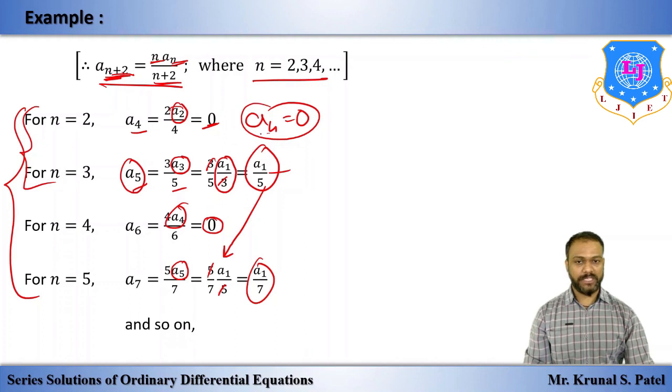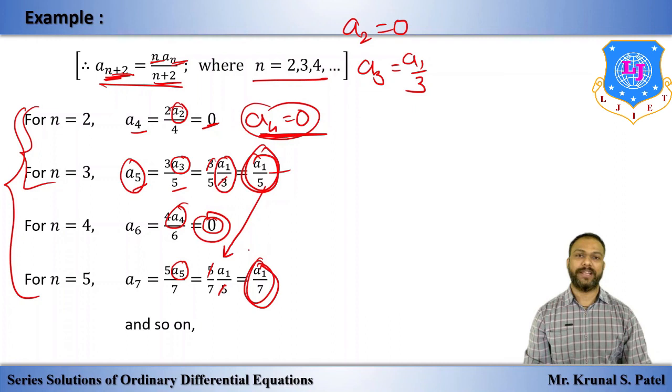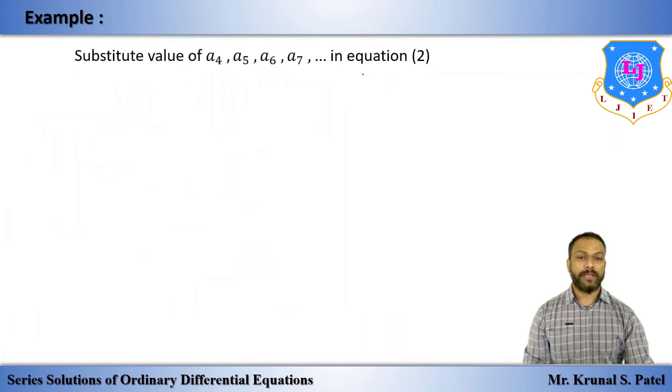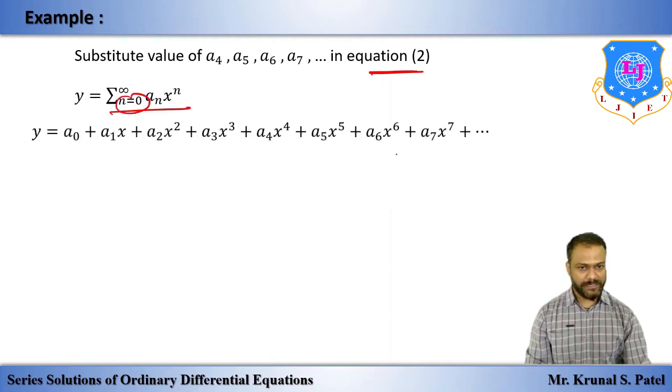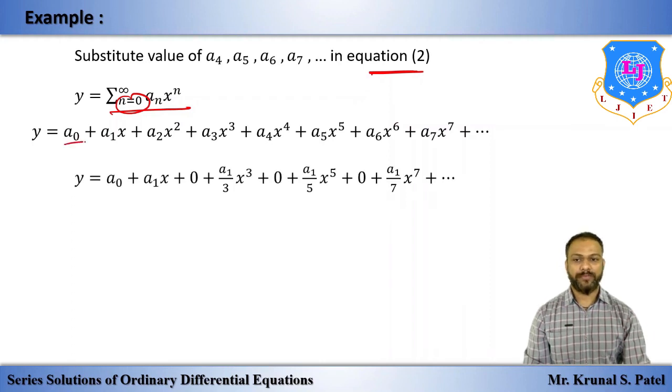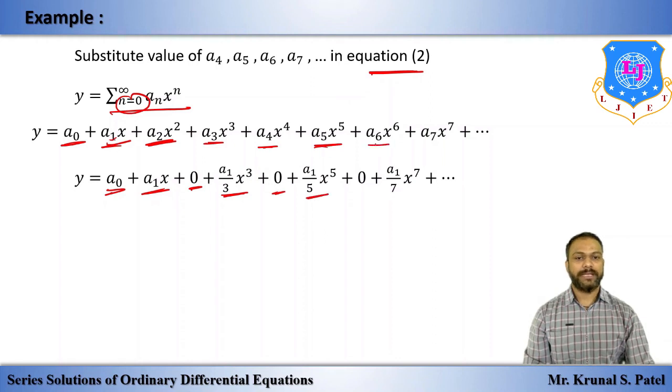Now we will put this value of a2 was 0, a3 was a1 by 3, a4, a5, a6, a7, all these values in equation number 2. Equation number 2 means in the trial solution. This is our trial solution. We'll expand this by putting the value of n equal to 0, 1, 2, 3. So we have a0 as it is, a1x as it is. Now we know the value of a2 is 0, a3 is a1 by 3, a4 is 0, a5 is a1 by 5, a6 is 0, a7 is a1 by 7, and so on.